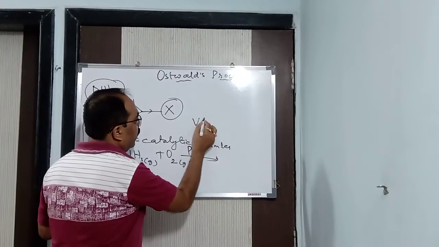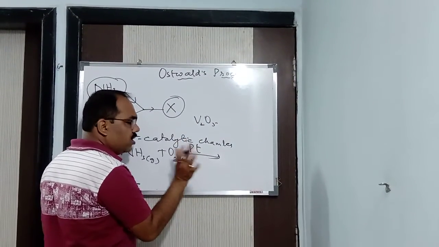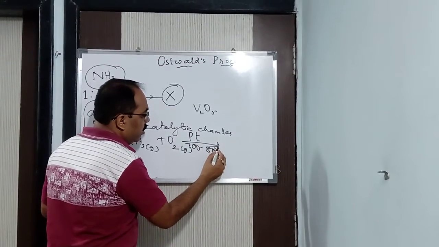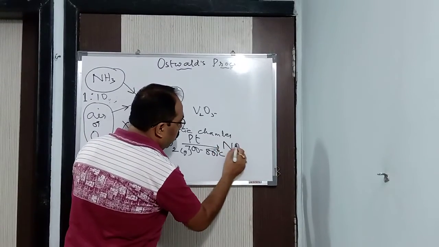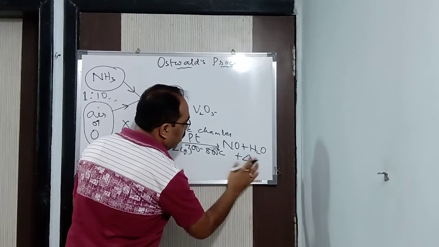V2O5, vanadium pentoxide. You can take this as a catalyst if Pt is not available, because generally Pt is costly. And the temperature is 700 to 800 degrees centigrade. Alright, what is going to form here? NO plus water, and heat is being liberated.